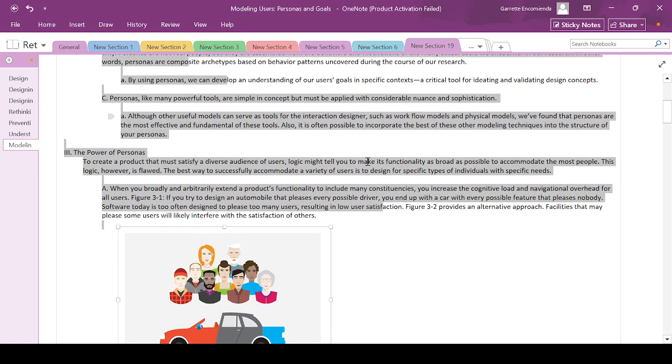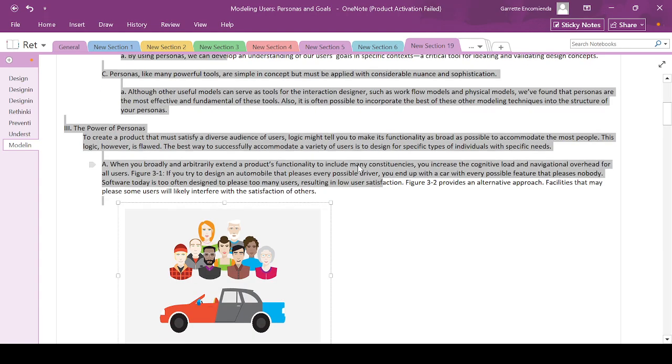Personas, like many powerful tools, are simple in concept but must be applied with considerable nuance and sophistication. Although other user models can serve as a tool for interaction designers, such as workflow models and physical models, we found that personas are the most effective and fundamental of these tools. So later we will discuss the workflow and physical models, but personas are the 5% that operate 95%. Also, it's often possible to incorporate the best of these other modeling techniques into the structure of your persona.